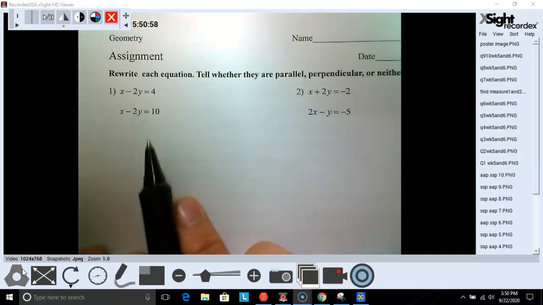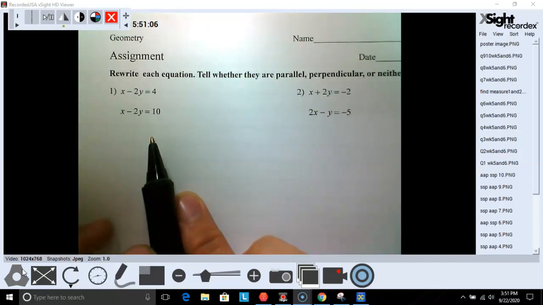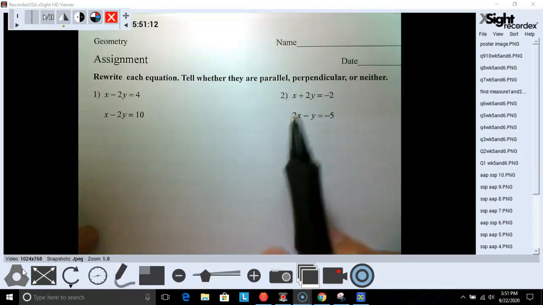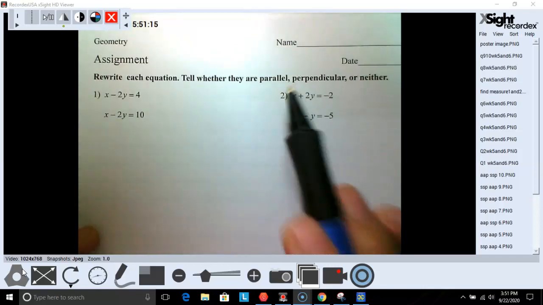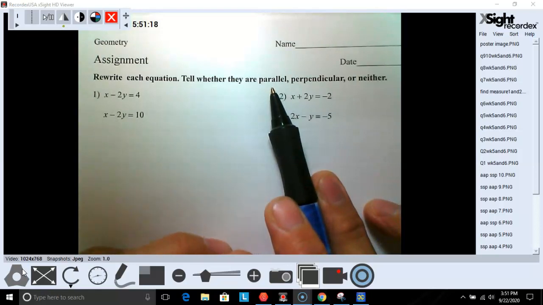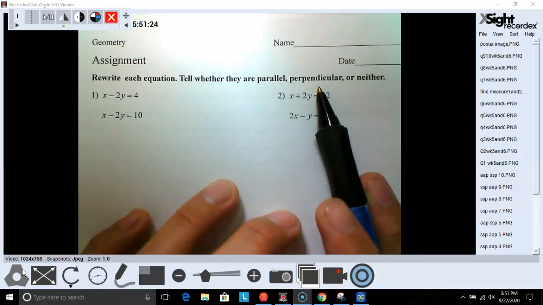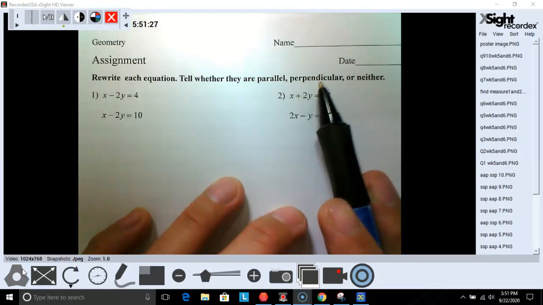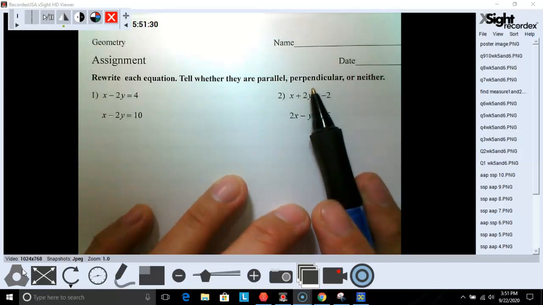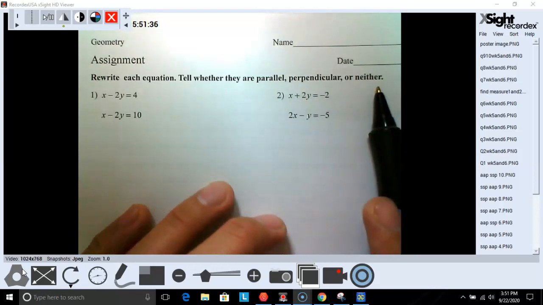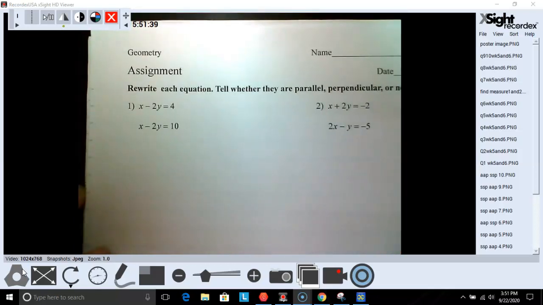What we need to do is change this to y-intercept form in such a way that we will be able to find the value of the slope. And before I start, a short recap. We all know that the lines are parallel if their slopes are equal. The lines are perpendicular if the product of the slopes is -1. If those two are not met, then we can put neither. Okay, let's start with number one.